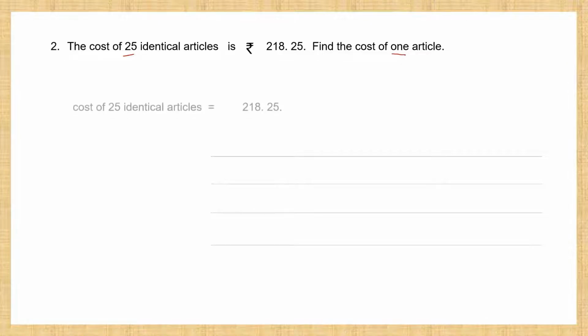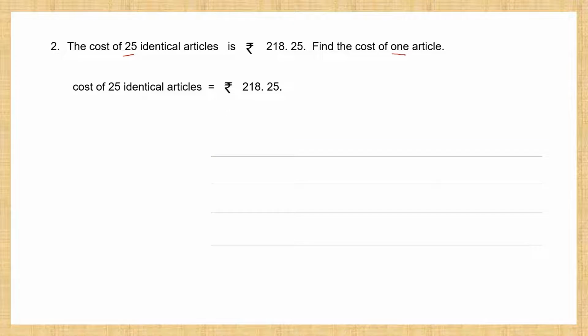So let's start our statements. Cost of 25 articles is rupees 218.25. Therefore, cost of one article, we're going to divide. So let's start our division. Now, when you divide a decimal number, don't change the point, let it remain in the same place. 218.25, let's divide it by 25.